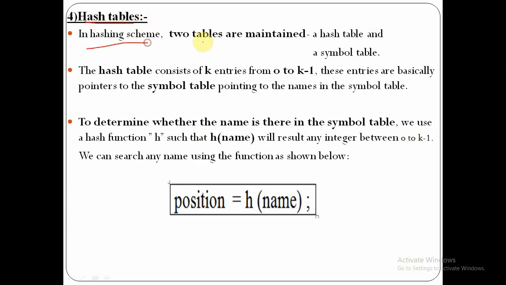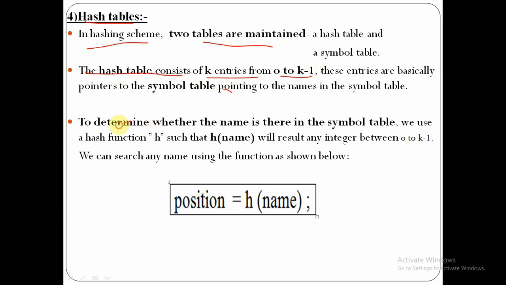Next, hash table representation. In the hashing scheme, two tables are maintained. One is the hash table, the second one is the symbol table. The hash table consists of k entries starting from 0 to k minus 1. It's just something like an index. These entries are basically pointers to the symbol table, pointing to the names in the symbol table.